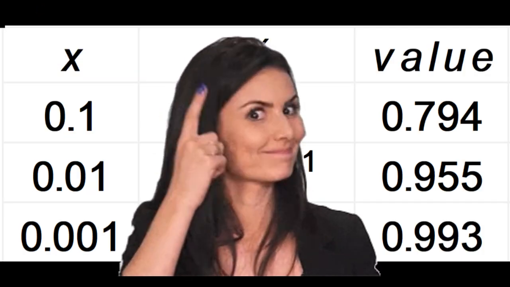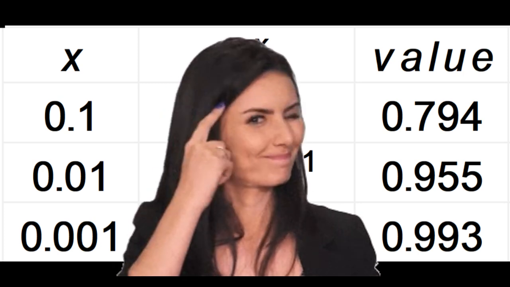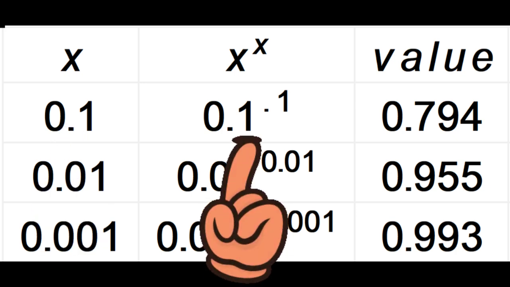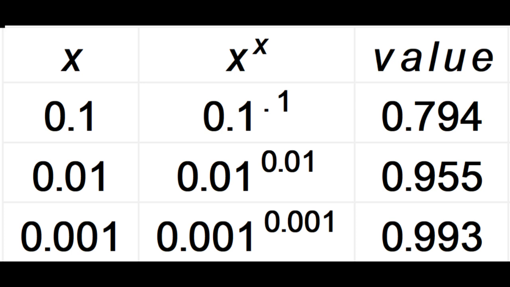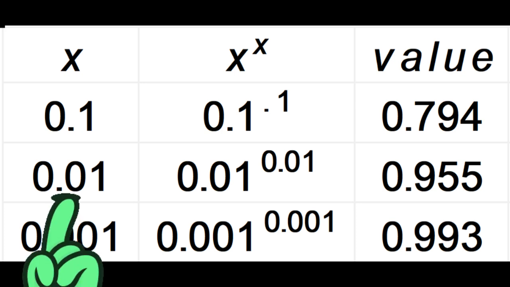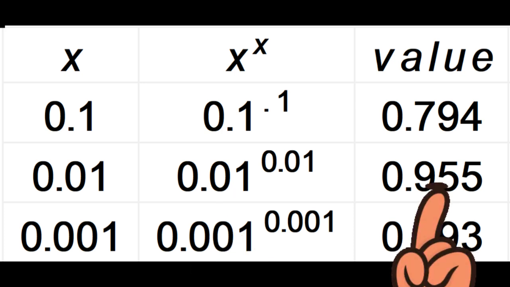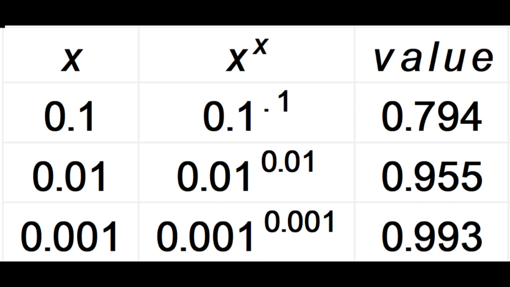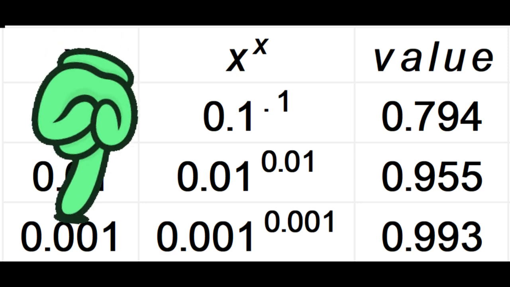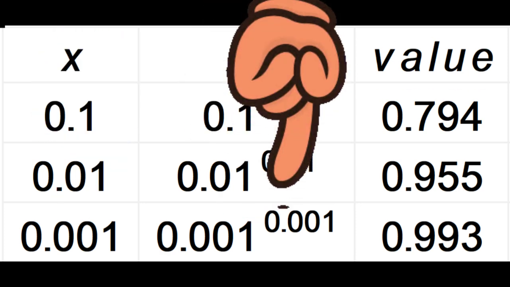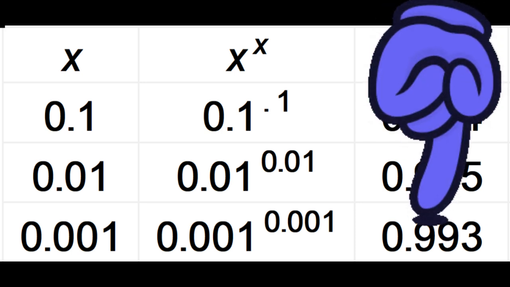Let's study this using a table. This is useful for seeing patterns, if any exist. When x is 1/10, we get 1/10 raised to the 1/10, which is about 0.794. When x is 1/100th, we get 1/100th raised to the 1/100th. This gives us about 0.955. When x is 0.001, we get 0.001 raised to 0.001. This gives us about 0.993.